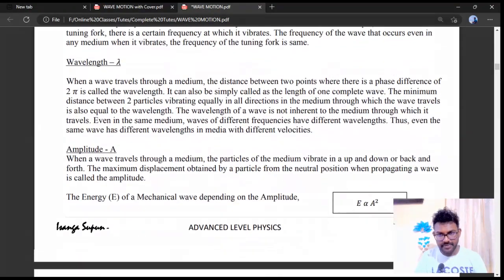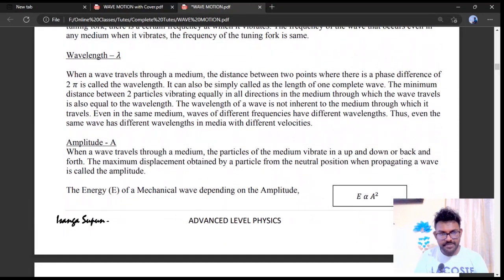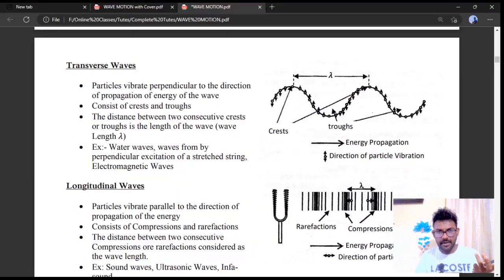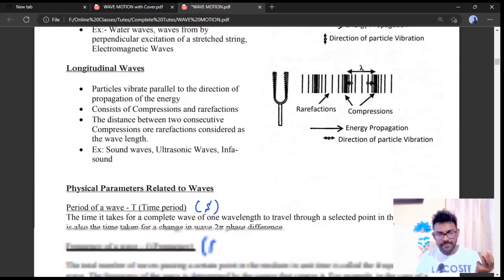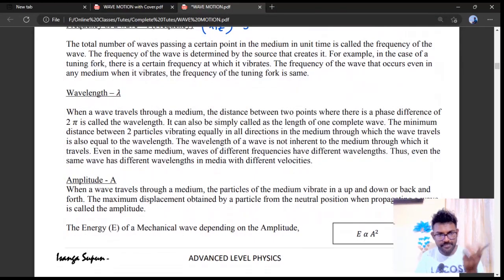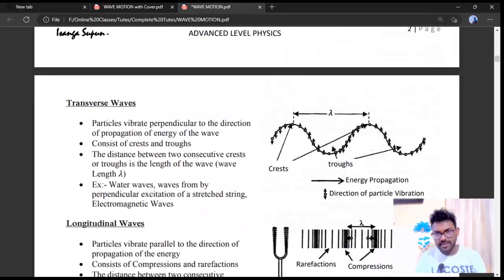That's the wavelength. Okay, then we know something called the amplitude. Amplitude is how high a particle can reach. Now this is mostly defined for transverse waves, where the particles go up and down, right? So the amplitude is the maximum displacement of the particle from its neutral position, or we say the middle position.